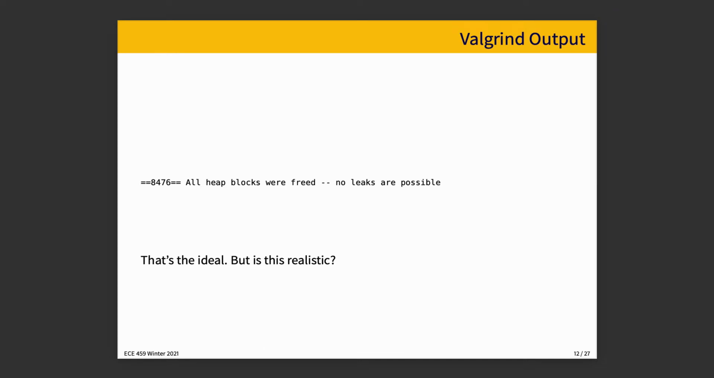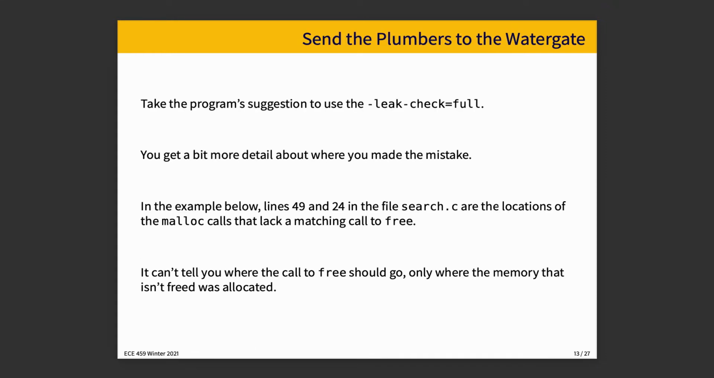The goal, when we get to the end, is to see something that looks like this. All heap blocks were freed, no leaks were possible. This isn't always going to be the case. For some reason or another, there are potentially some things that are not our fault that we can't do very much about. You should also be sure to take the suggestion to use the leak-check=full option, which gives you some more kinds of error, but also some more details about what went wrong.